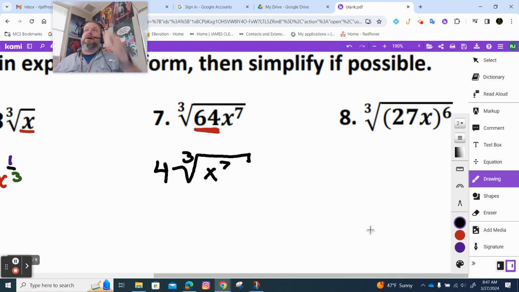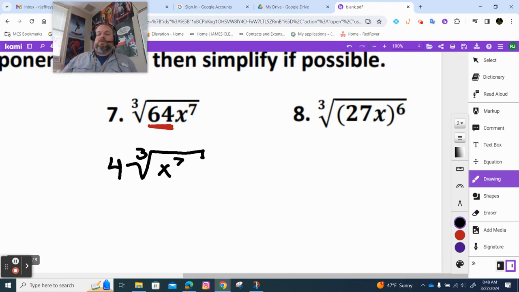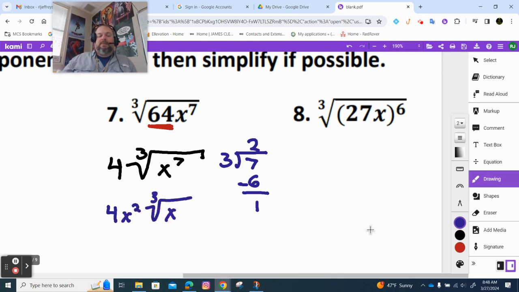Uh-oh, we got one of these simplify things again. So remember, when we simplify, step 1 is write the problem. Step 2 is cry. How many times will 3 go into 7? 2, with the remainder of 1. So that means we can pull out 2, and how many stay up underneath? 1.